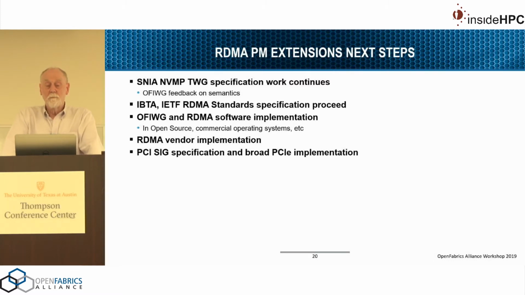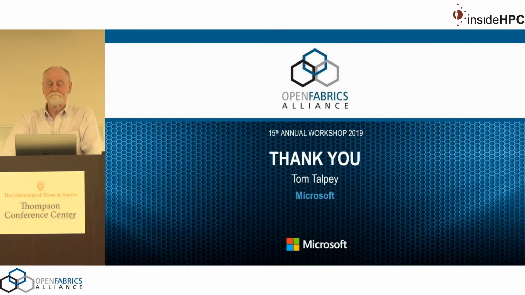OFIWG and RDMA software implementations, I believe, need to move forward. We're pretty much ready for this. I think we know what the verbs will look like. I don't see any reason why we shouldn't start implementing them, at least as a verb method. Maybe not plumb them all the way through until the protocol's done, but we can get started on that. Open source, commercial OSs, you name it. RDMA vendors should begin to build this. I know they are. The PCI SIG should produce a flush, and we'll be a whole lot better off.